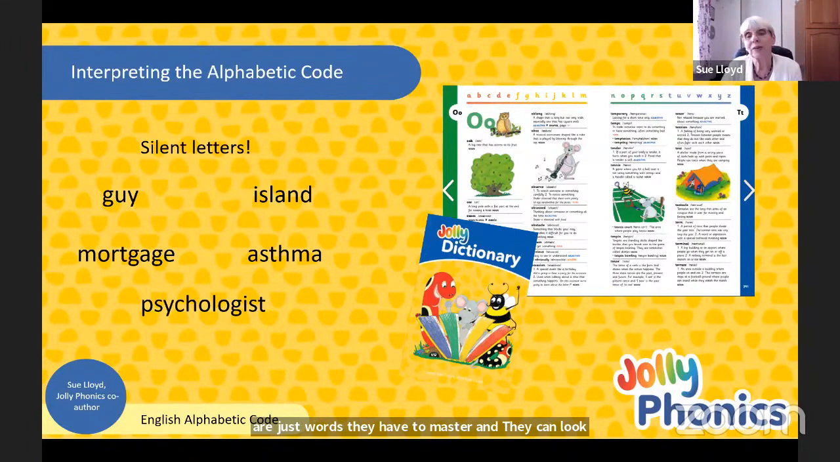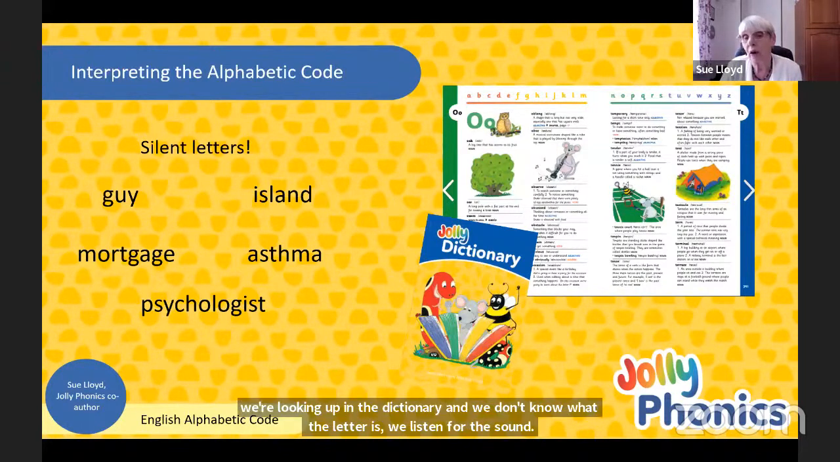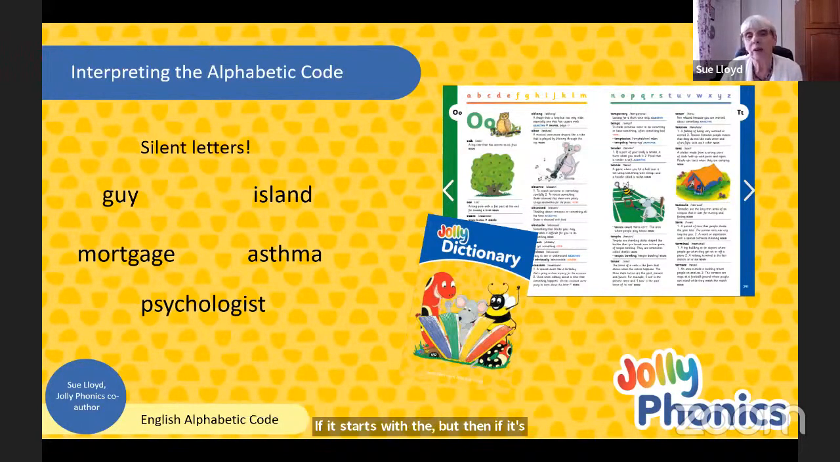We've got our Jolly dictionary, and there, if you want to understand the pronunciation of words, there's a nice little pronunciation guide, which is easy to use, much easier than the International Phonetic Alphabet. The way the dictionary works is through the letter, the letter that the word starts with. Usually, if we're looking up in the dictionary and we don't know what the letter is, we listen for the sound. If it starts with the O, if it's an ostrich, we're going to look up in the O section.